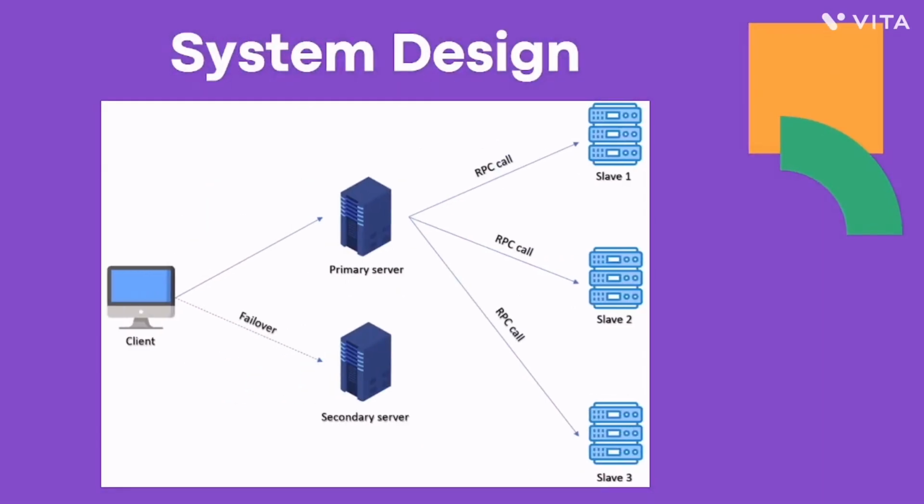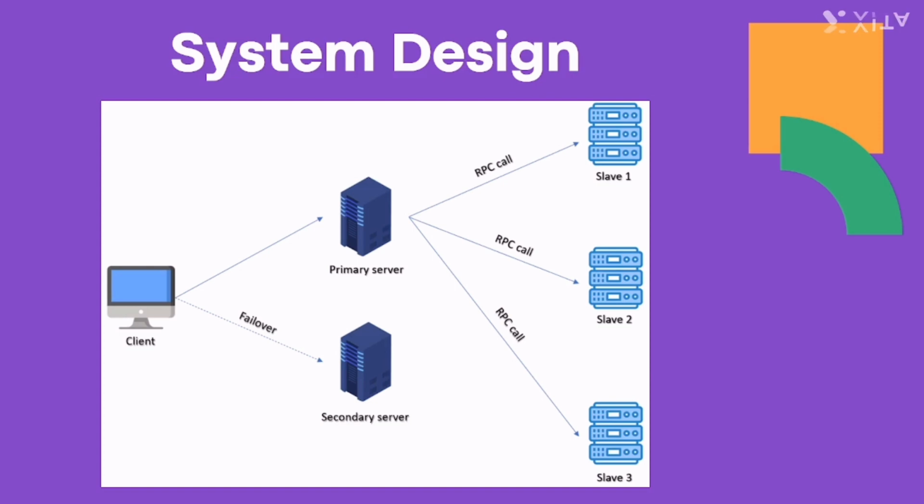The first is the client. The client will communicate to the server, and here we have put two servers for failover handling, so that there will be availability between the two servers. If the first server fails, then the client will be redirected to the second server.